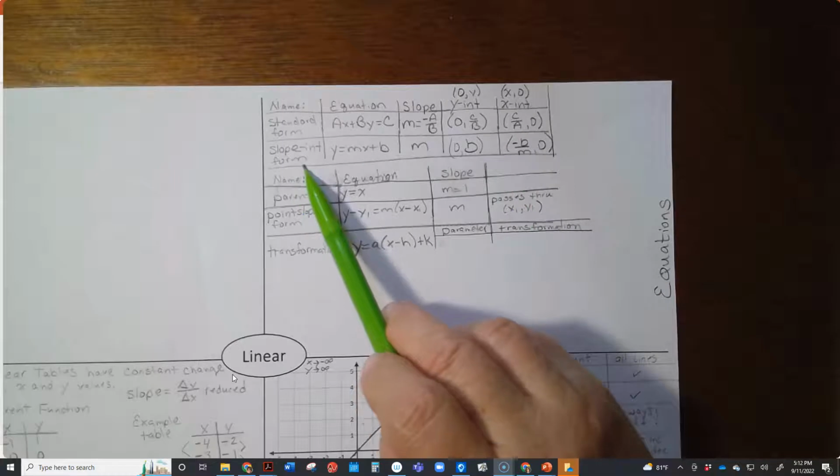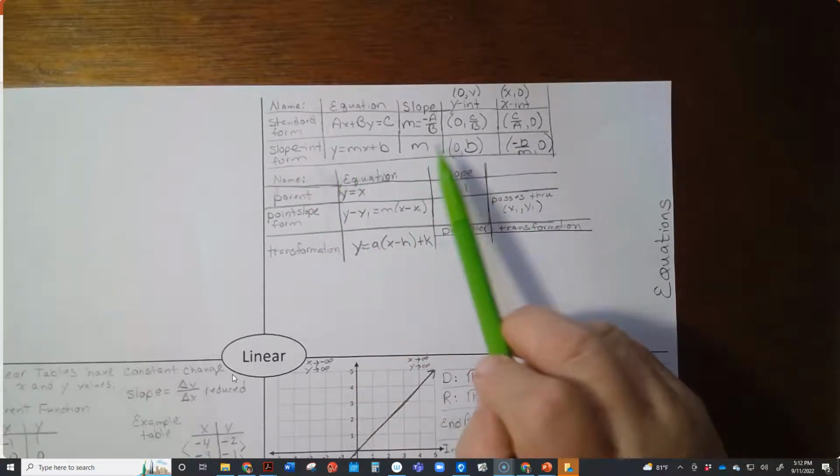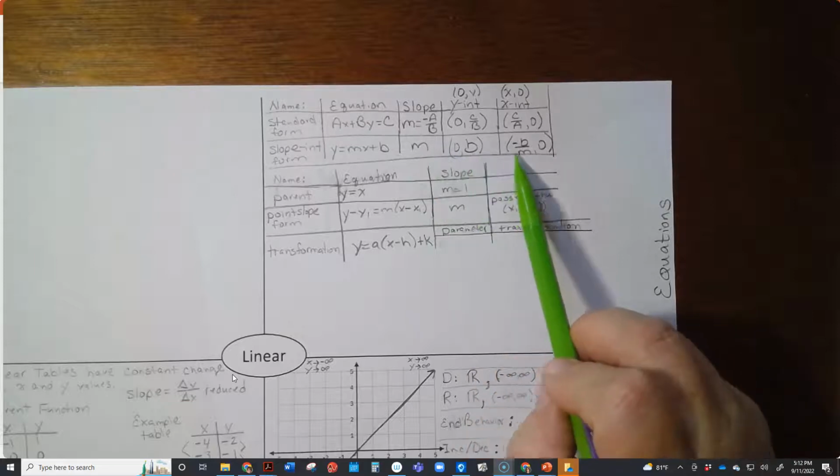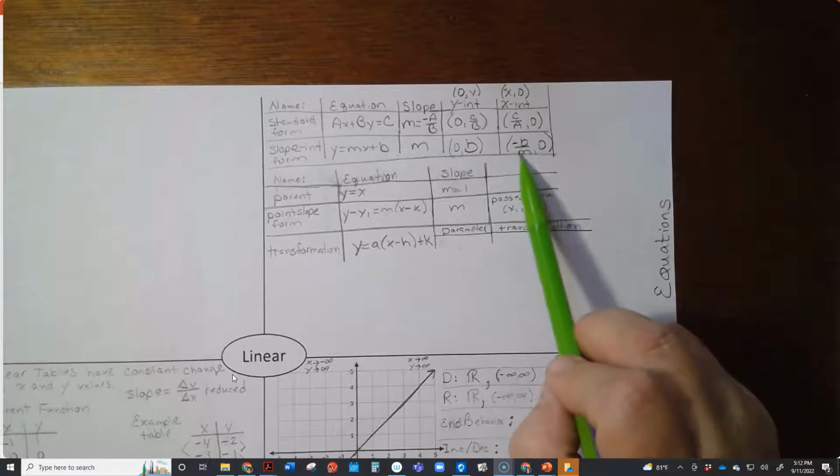The slope-intercept form is y equals mx plus b. You should be able to look at that and know what the slope is and know what the y-intercept is. And then with a few simple mental calculations, you can find the x-intercept as well.